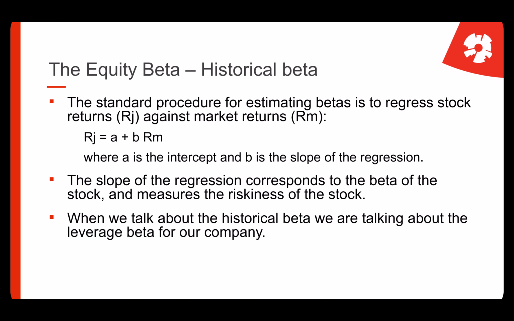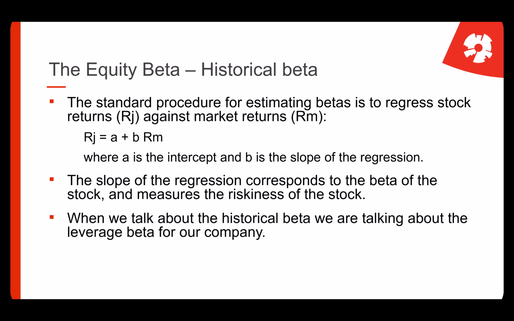The classic way to estimate beta is through regression. So we regress the company's stock returns against the market returns. And the regression equation then gives us two coefficients, that is the intercept and the slope. The slope of this line is the beta and tells us how sensitive the company's stock is to the movement in the overall market.